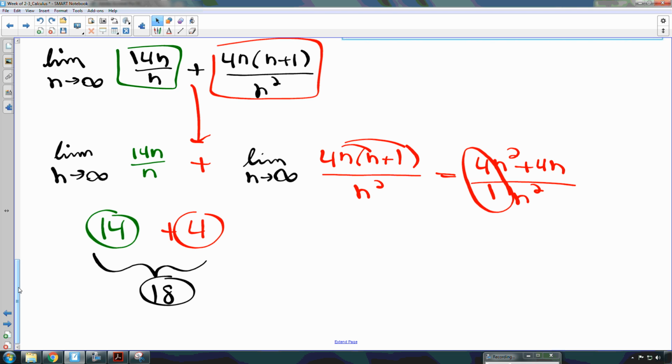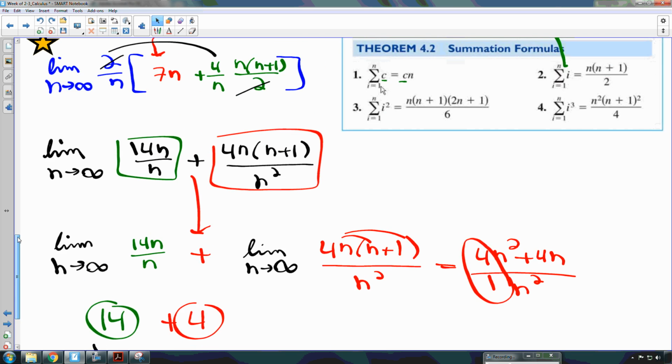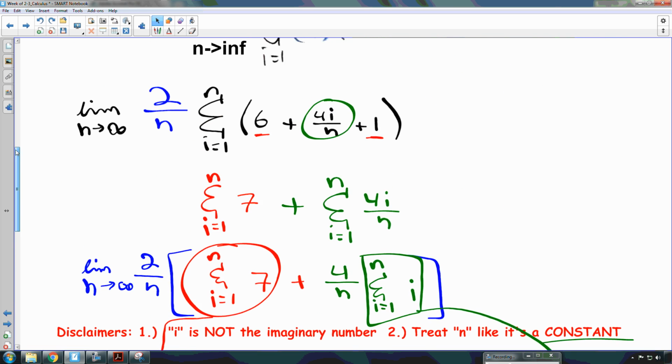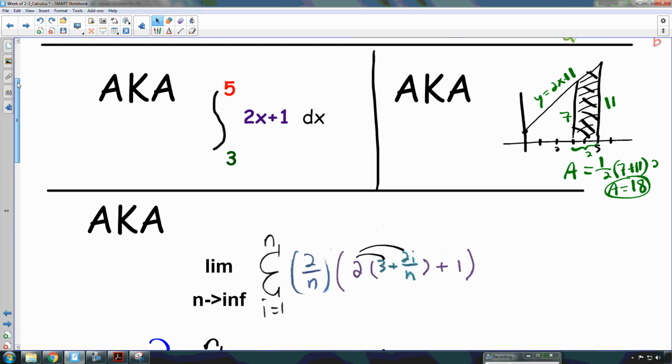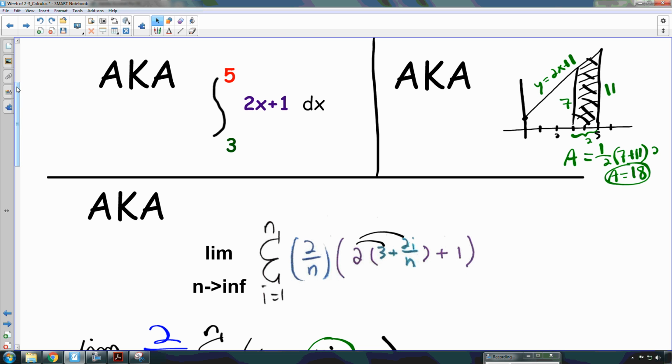So go back and look through everything that we did, and we'll remember that the area under that curve was exactly 18. You can kind of see that right here. You can see that the area under the curve was exactly 18.